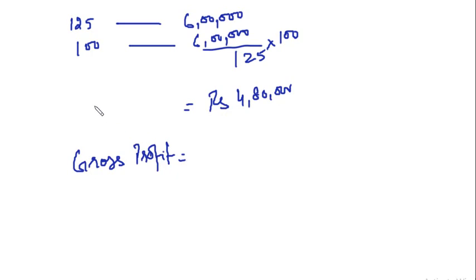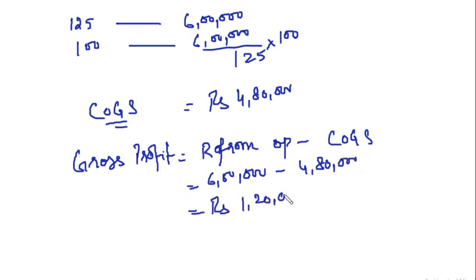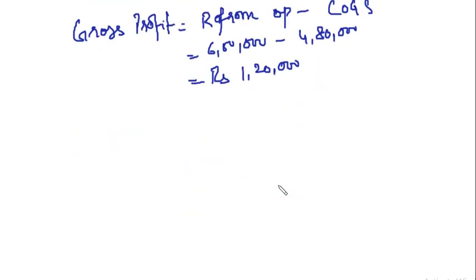Gross profit, this is what? Cost of goods sold. Clear? So gross profit is what? Revenue from operations minus cost of goods sold. Revenue from operations you are given at 6 lakhs, and what is cost of goods sold? 4,80,000. This comes to rupees 1,20,000. Now you can calculate gross profit ratio.